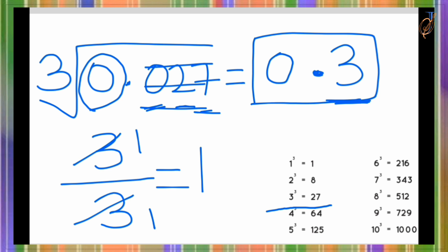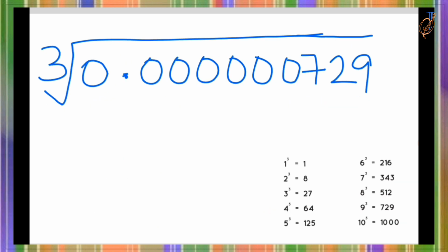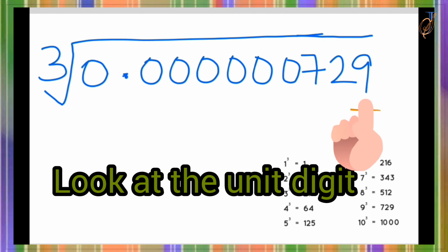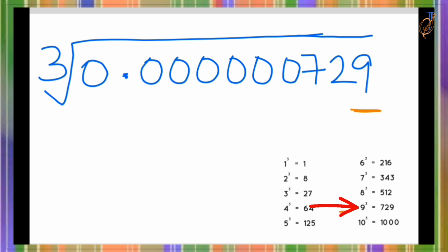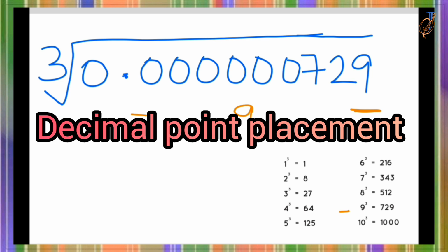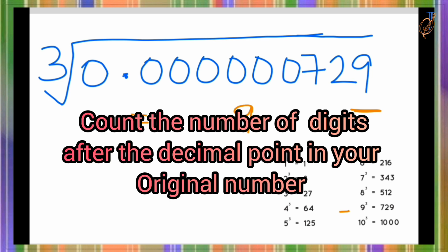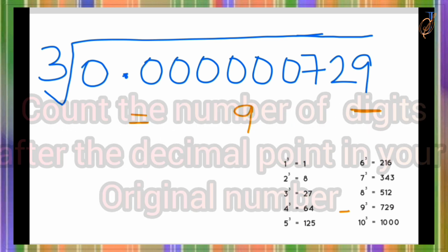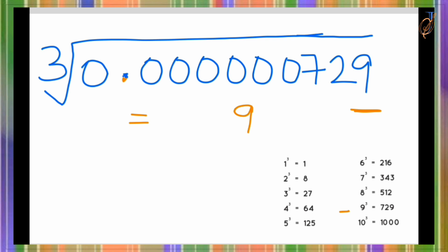I am explaining another example. In this problem also, first look at the unit digit which is 9 here. We can see that cube of 9 ends with 9. So your unit digit would be 9. And then find the decimal point placement. For that, count the number of digits after the decimal point in your original number. So after the decimal point, you have to count 1, 2, 3, 4, 5, 6, 7, 8, 9. In this case, you have 9 digits in your original number.